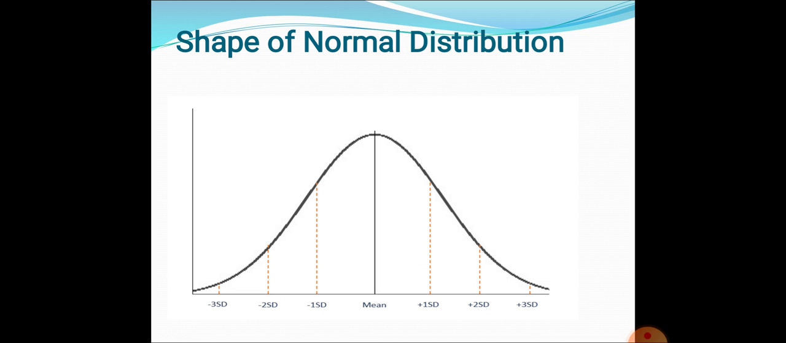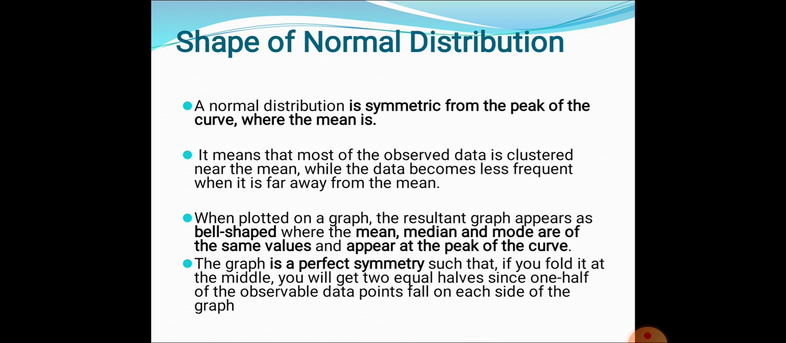The shape of the normal distribution is a bell shape, perfectly symmetrical. It is totally symmetrical from the peak of the curve, where the mean is, and the data become less frequent as they get farther from the mean. In this, the mean, median, and mode have the same value and appear at the peak of the curve. It is a perfectly symmetric curve.